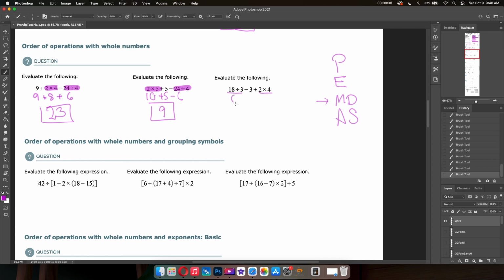So I'm going to do those first. 18 divided by 3 is 6. 2 times 4 is 8, and then minus 3 plus. 6 minus 3 is going to be 3. 3 plus 8 is going to be 11. Ms. Dubois, what the heck did you just do? My brain short-circuited. There you go. Your final answer is 11.